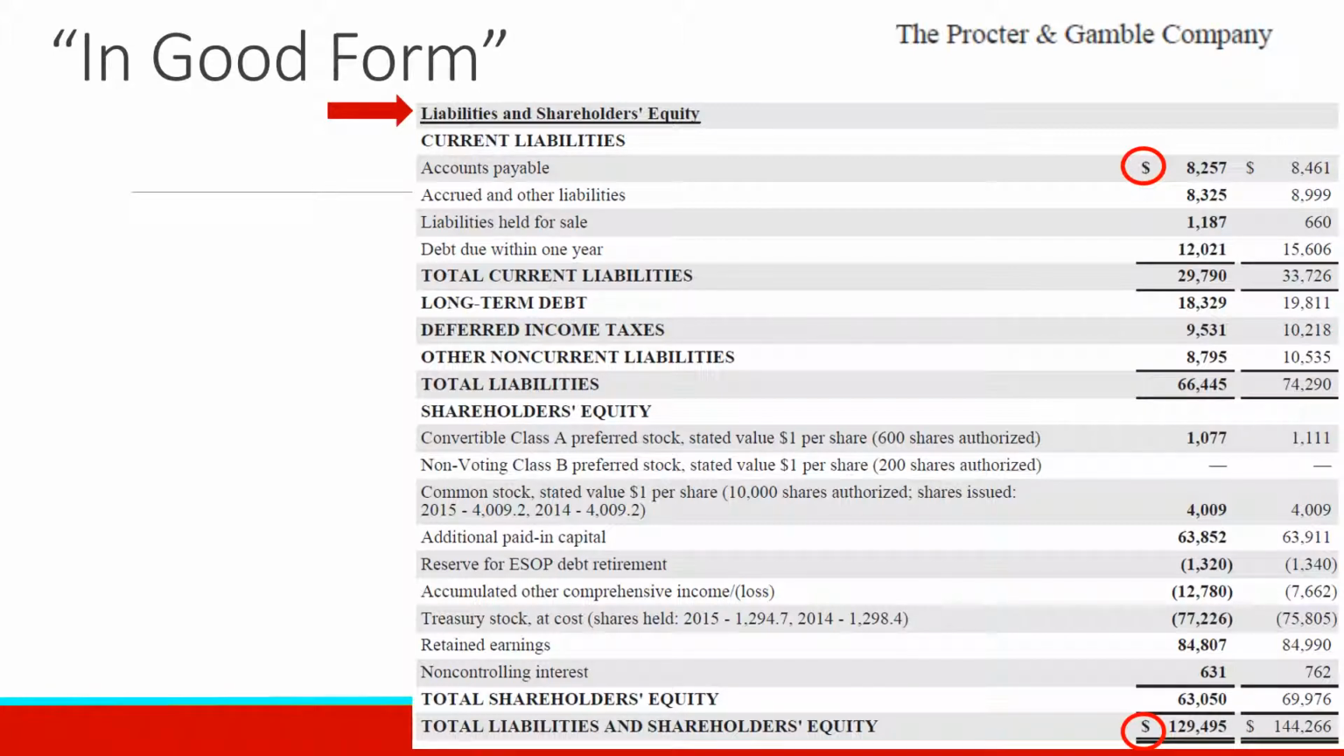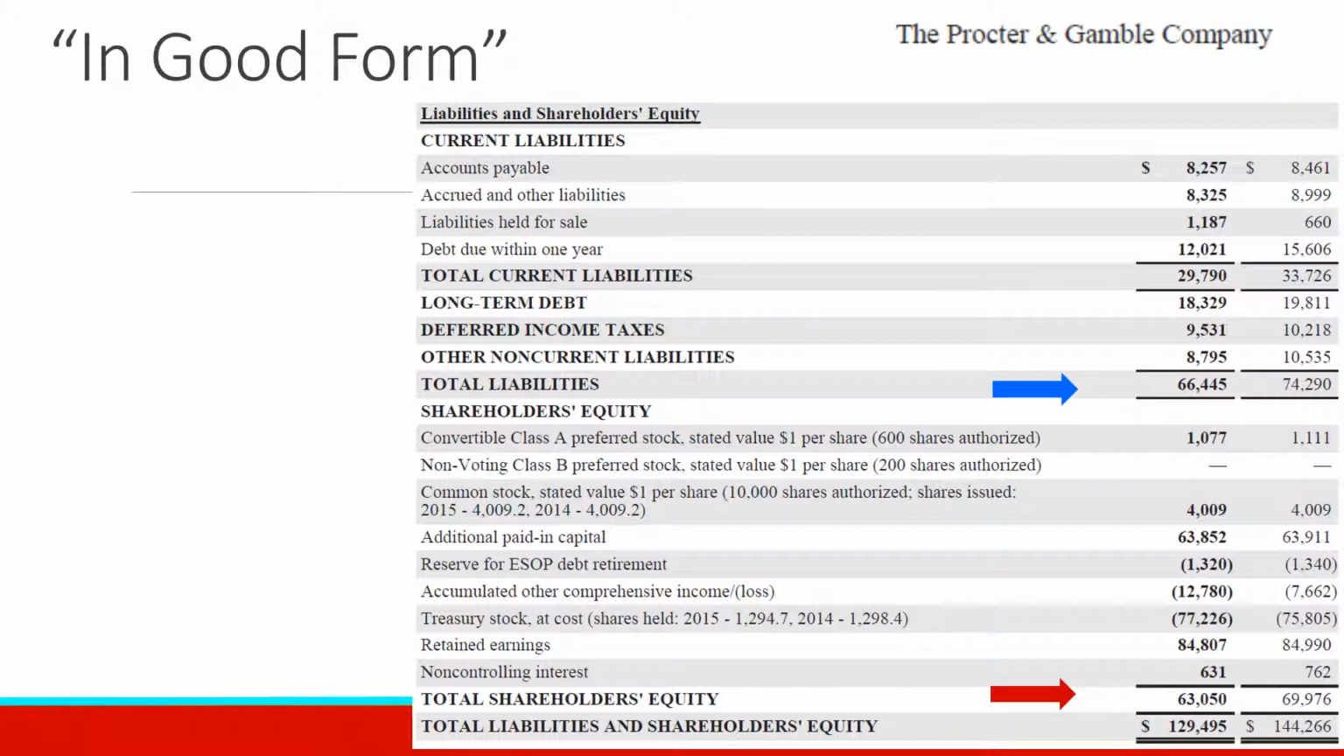And you can see that the dollar signs are being reintroduced. They're being reintroduced because we had a grand total of total assets. And now in this new section, we're going to be starting and counting up a brand new total, which that brand new total at the bottom of the page will be total liabilities plus shareholders' equity.